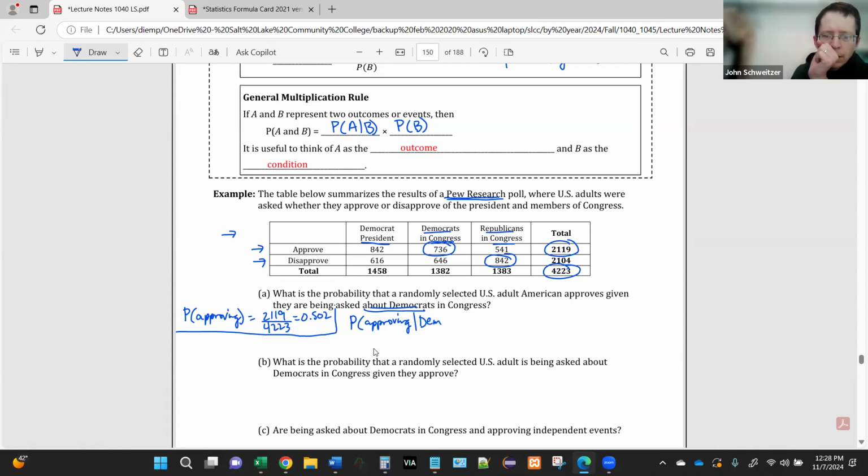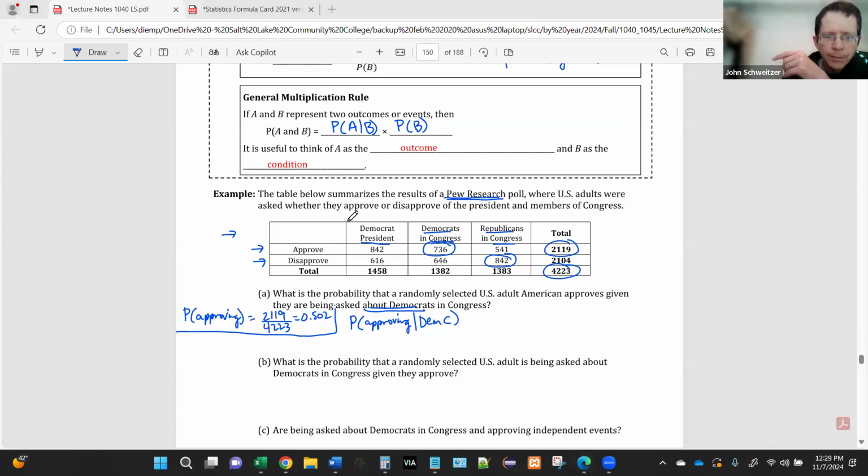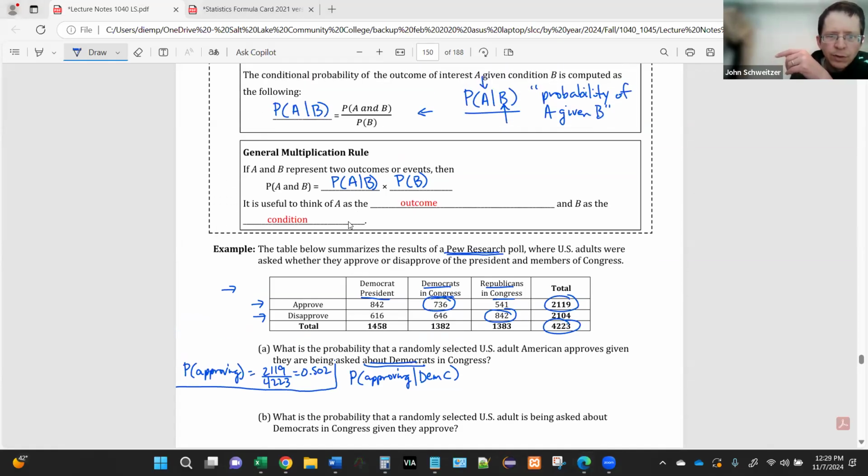Now I want to know what's the probability the person is approving given that they're being asked about the Democrats in Congress. There are two ways of doing this. We can use the formula, and that's great. It's a little bit slower, but it's important to see how the formulas work. Then we'll do it a second way that's actually faster. So let's do it the slow way by using the formula. What does the formula say? It's this formula here that we're going to look at.